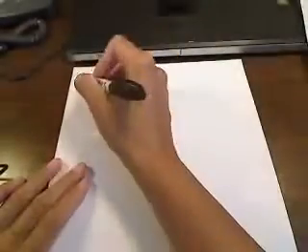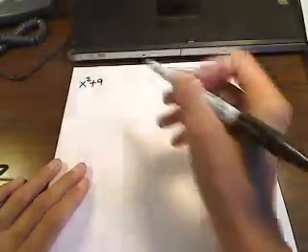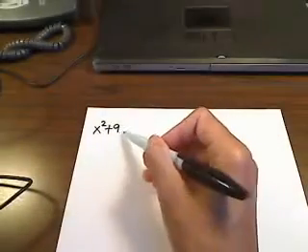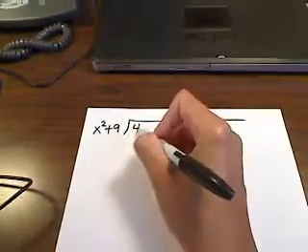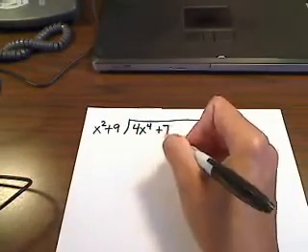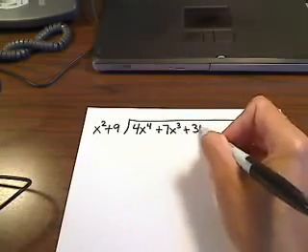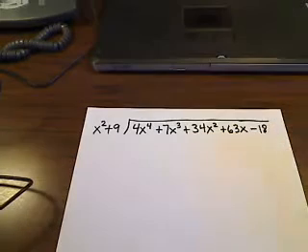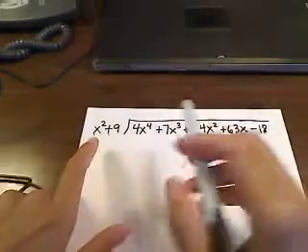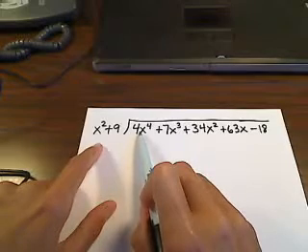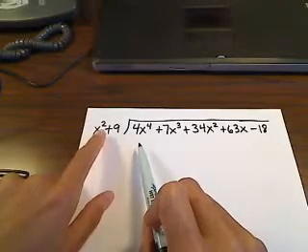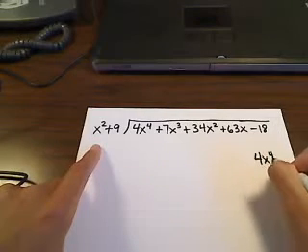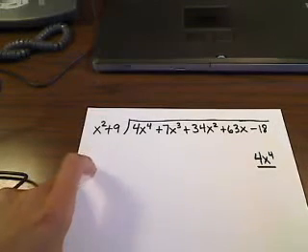Let's take the x squared plus 9, and we're going to long divide it into the original function. So 4x to the fourth, 7x cubed, 34x squared, 63x, and then minus 18. Okay, so the way long division goes is we take the first term, this first term right here, the 4x to the fourth, and we divide it by the first term in our divisor.